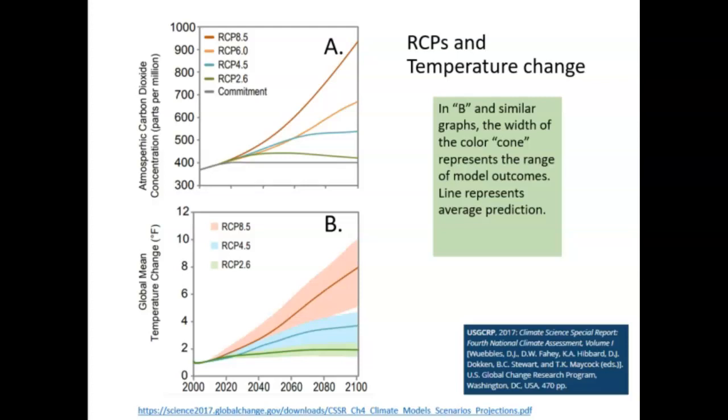These colors represent the range of global climate model outputs associated with each RCP in terms of 95% confidence intervals. The lines represent the average predictions for that RCP. Okay, now that we understand how the graph works, let's understand what it means.